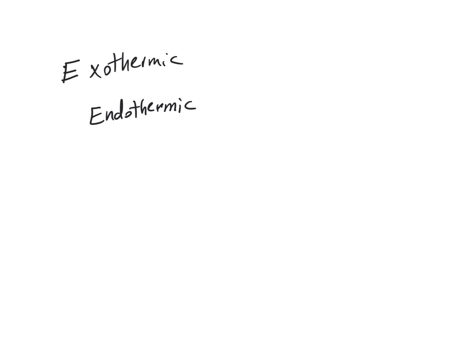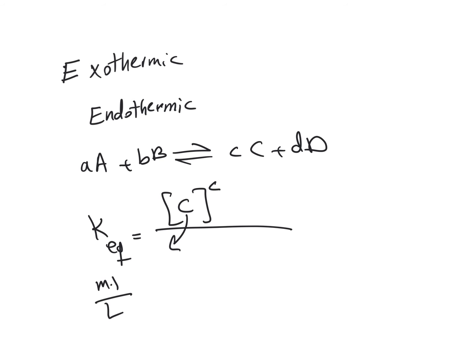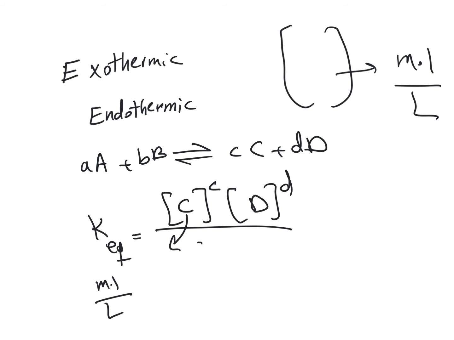Equilibrium constant indicates the direction that is favored for the reaction. And if I gave you something like this in your exam, you should be able to write this formula. As long as you write this formula, you're good. This is concentration, moles per liter, multiplied by d to the power of d, divided by a to the power of a multiplied by b to the power of b.